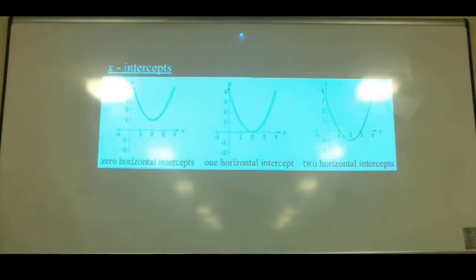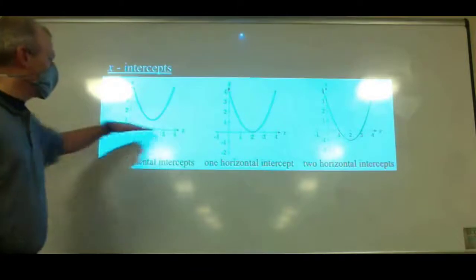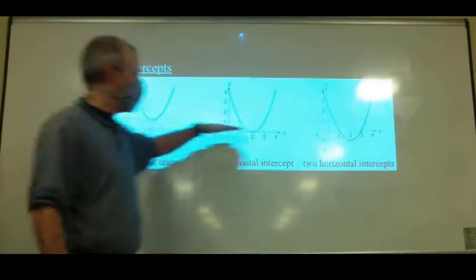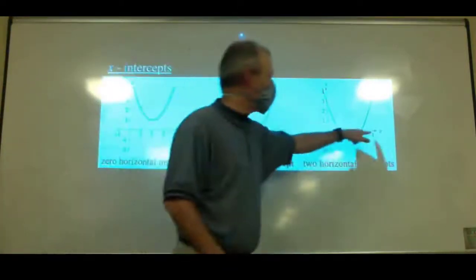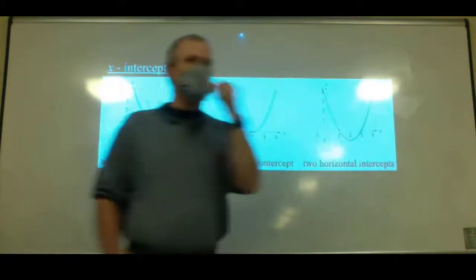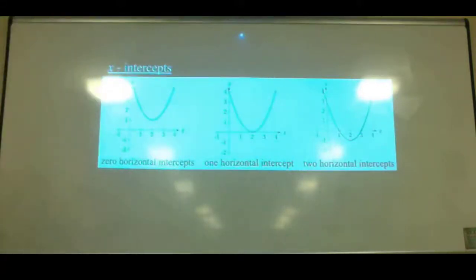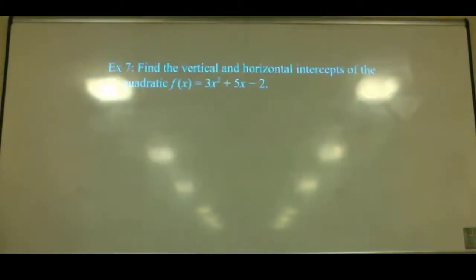Did those pictures make sense? And again, we're looking at where does it cross the x-axis. So none, it doesn't cross at all. Here it just touches 1 time, and here it touches twice. In this case, at 1 and 3. So those are our x-intercepts. And how many we can have. So we want to find those.